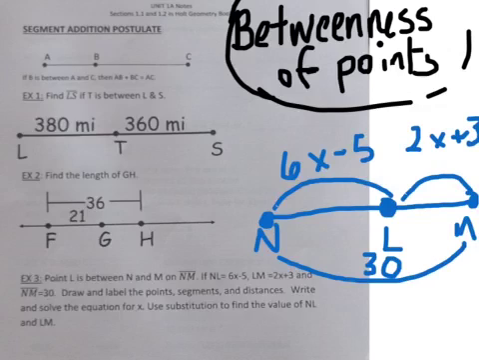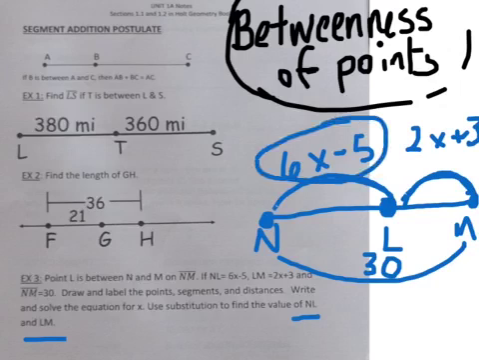Well, we did that. When you start reading these problems, don't wait for them to tell you to draw and label the points. That's what you got to do in geometry. You got to sketch a diagram and get after it yourself, and then they're not always going to say this. Use substitution to find the value of NL and LM. So when we get done, we want to know what X is, and then we want to plug it in to find out how long NL really is, and how long LM really is. Okay, so what we need to do is say 6x minus 5 plus 2x plus 3 is 30. So that's what we're going to do.